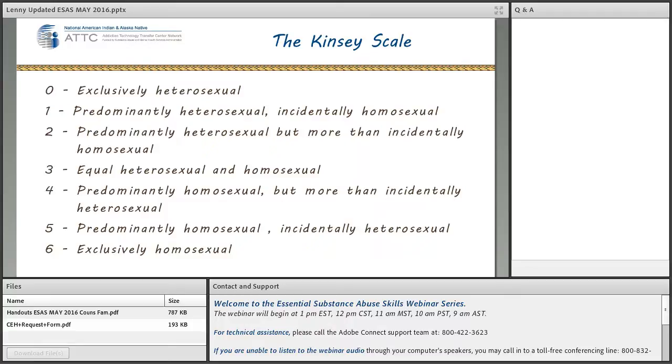So the Kinsey Scale was actually developed in 1948. And overall, what the scale does is define someone's sexuality. So a person who is figuring out their sexuality will fall under 0 through 6, which includes: 0, exclusively heterosexual; 1, predominantly heterosexual, incidentally homosexual; 2, predominantly heterosexual but more than incidentally homosexual; 3, equally heterosexual and homosexual; 4, predominantly homosexual but more than incidentally heterosexual; 5, predominantly homosexual, incidentally heterosexual; 6, exclusively homosexual.